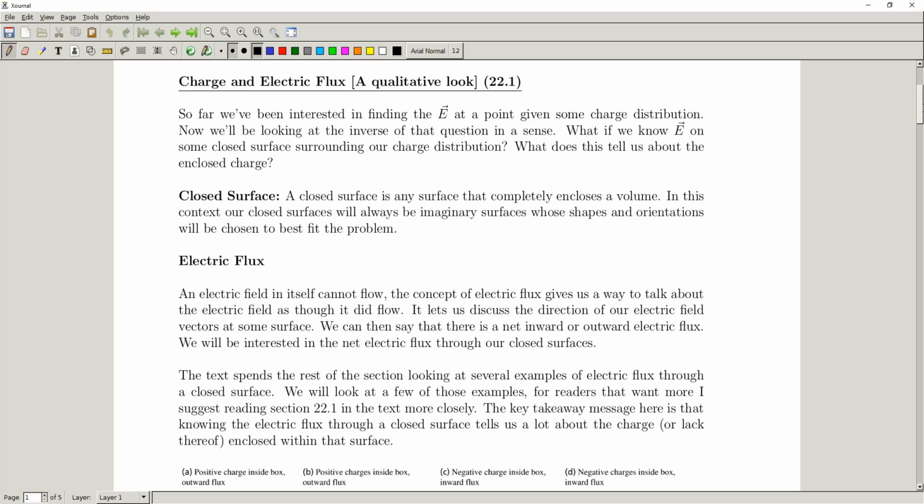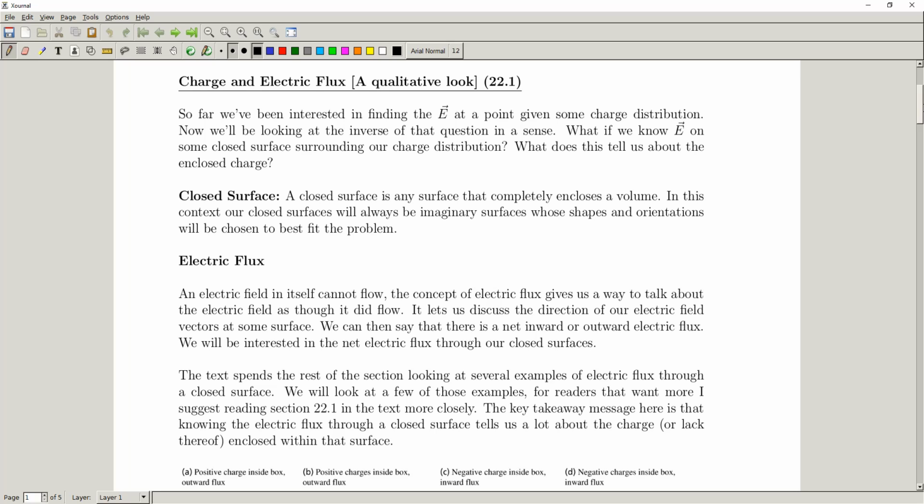That's what we're going to be doing here. We're going to be given the electric field at a number of points around a charge distribution, and then we want to try to gain some information about what charge distribution has created those electric fields. More specifically, we're going to be taking some charge distribution or some number of point charges, enclosing it in a closed surface, looking at what the electric field is at every point on that enclosing surface, and then trying to say something meaningful about the electric charge enclosed in our surface.